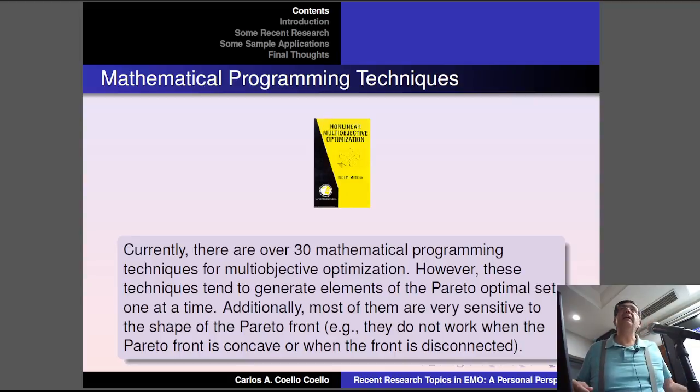The other problem is that these algorithms are normally very sensitive to the shape and the continuity of the Pareto front. If the Pareto front is disconnected, for example, many of them don't work. Also, if the Pareto front is not convex. So these limitations have to do with the nature of the algorithms. Many of these algorithms require derivatives, or they are based on assumptions of linearity or convexity in the Pareto front. So if this doesn't hold, then these algorithms don't work.